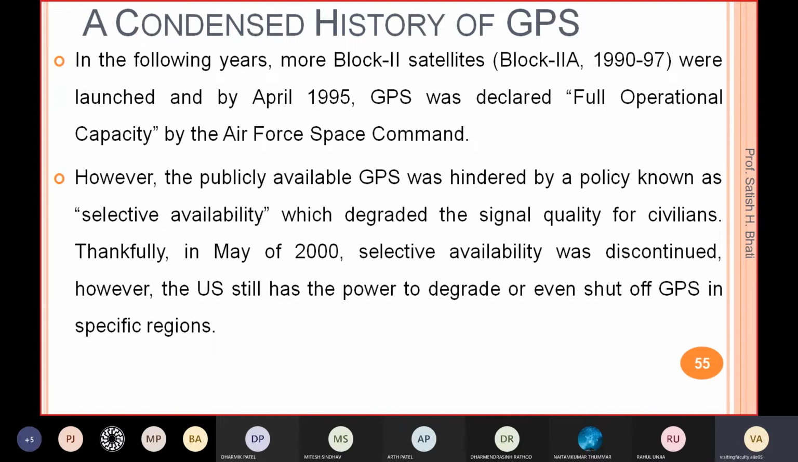So this GPS, we will see in the policy and governance. A lot of agencies and organizations are involved in GPS, to maintain it and to decide the rules and regulations for it. But the head of the authority is still the US.